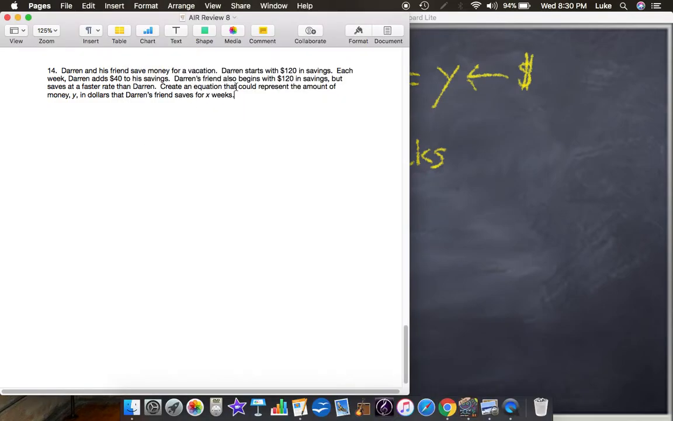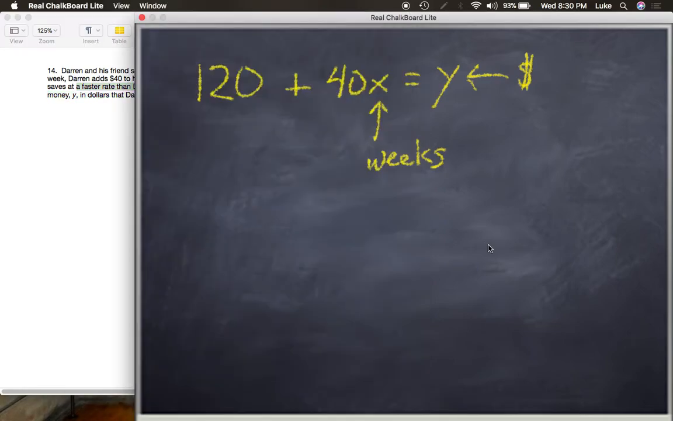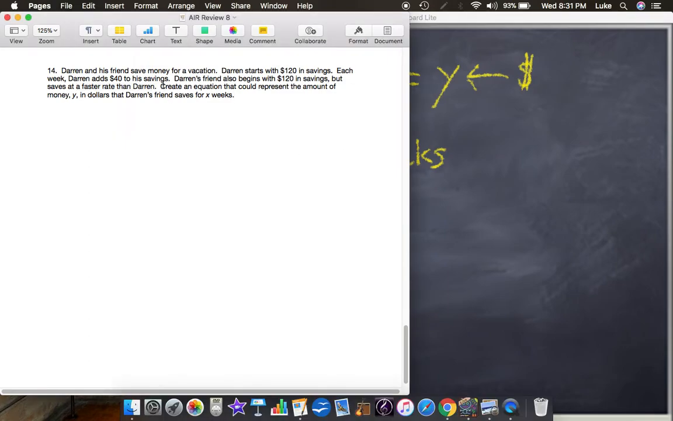Darren's friend also begins with $120 in savings, but saves at a faster rate than Darren. All right, so now we know that he has the same amount of money in the beginning, $120. We know he's doing at least $40, but it's faster. It's a little bit more than $40. And we still don't know how many weeks. We don't know how much money there is. So we're going to have to interpret this to create an equation that could represent the amount of money, Y in dollars, that Darren's friend saves for X weeks.